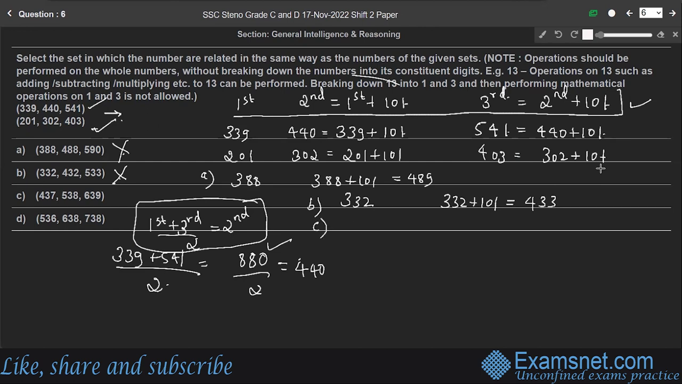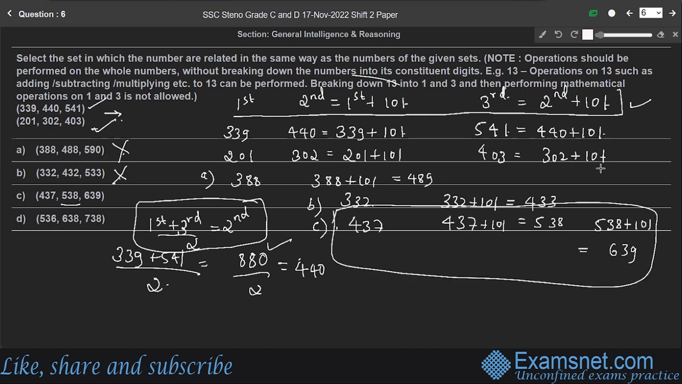Then option C: 437 is the first number. Second number should be 437 plus 101, which is 538. So the second number follows the logic. And the third number should be the second number 538 plus 101, which is 639. Therefore, option C follows the logic of the given two sets, and option C is the right answer. You can go for the second logic also: by adding the first and third number and dividing the sum by two, you will get the second number. You can verify the answers. Therefore, option C is the right answer.